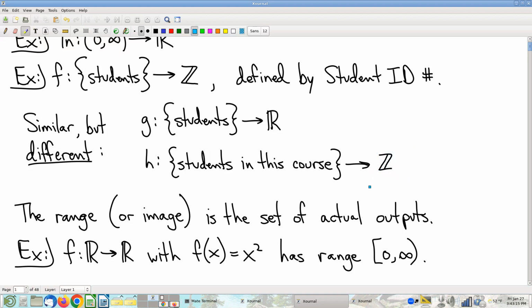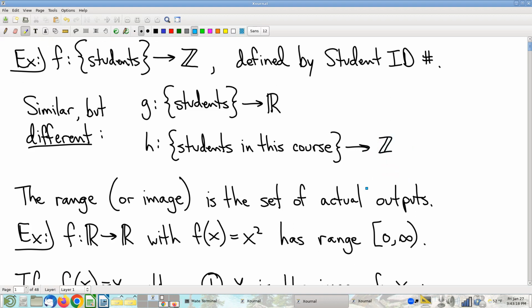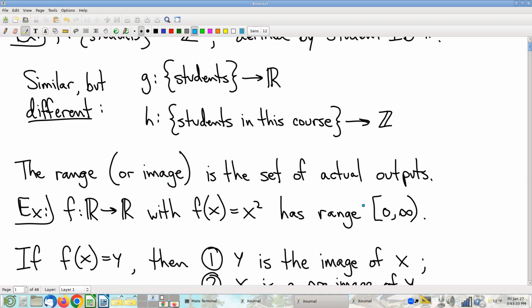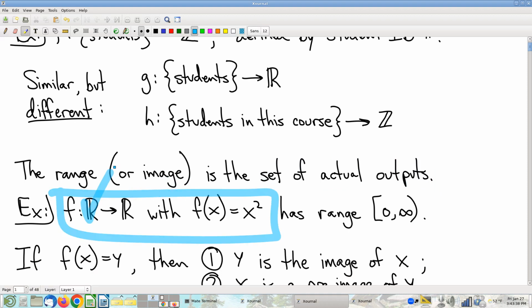Okay. So I want to distinguish that, though, with this thing called the image. The image is the set of actual outputs. What actually, literally comes out of this function. So let's see an example to see the distinction. If we look at this function right here, perfectly good function, domain, real numbers, target, real numbers, rule of assignment, nice simple little formula here, that's a function.